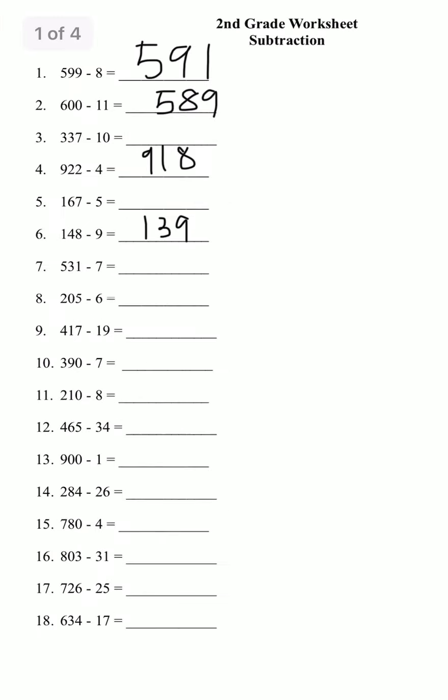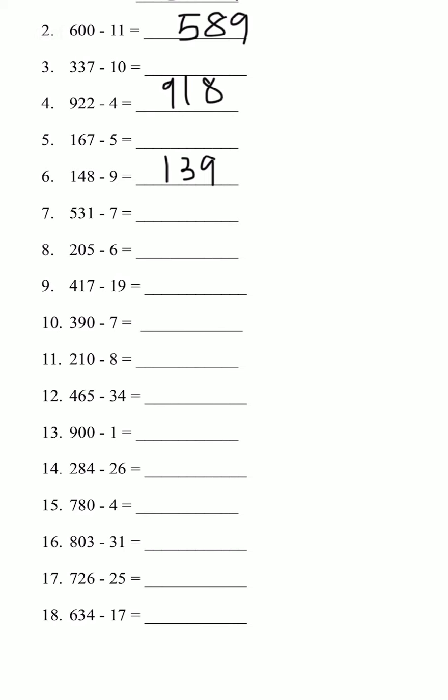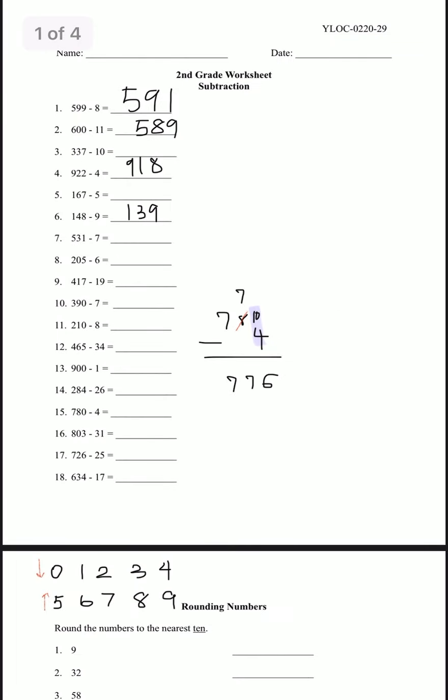Let's try one more. We're going to do number 15. 780 minus 4. We're going to borrow 1/10 from the 8. That's going to turn into a 7 because we're subtracting 1. And then now we add 10. So 10 plus 0 is 10. 10 minus 4 is 6. The 7 drops, and the 7 drops. So our answer is 776.